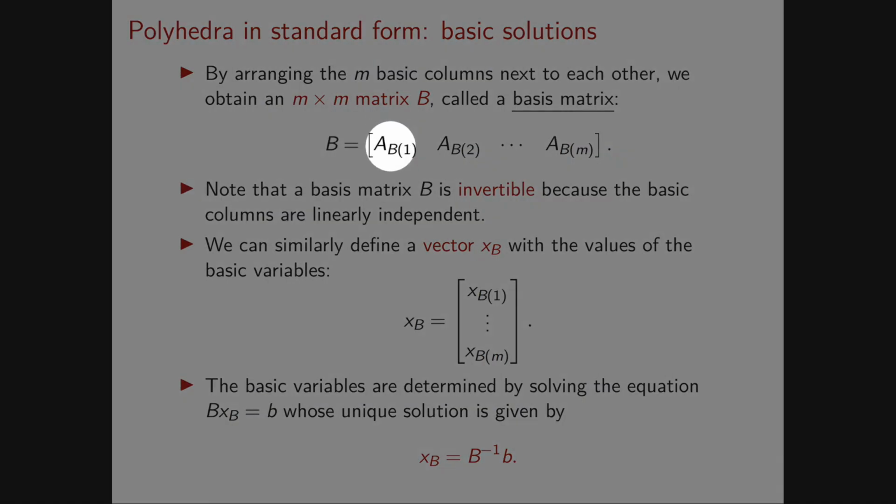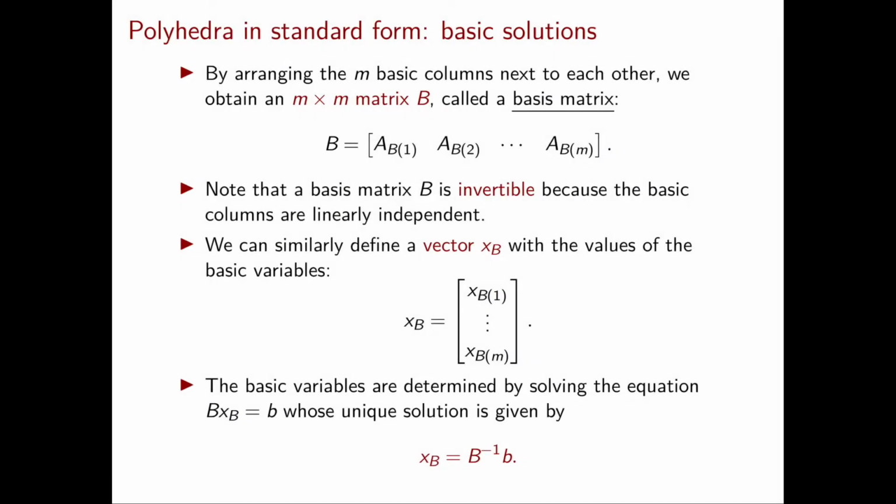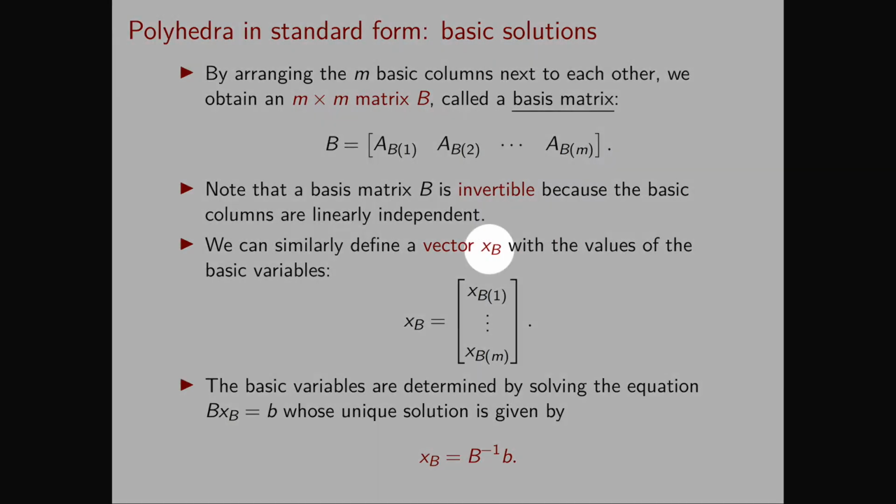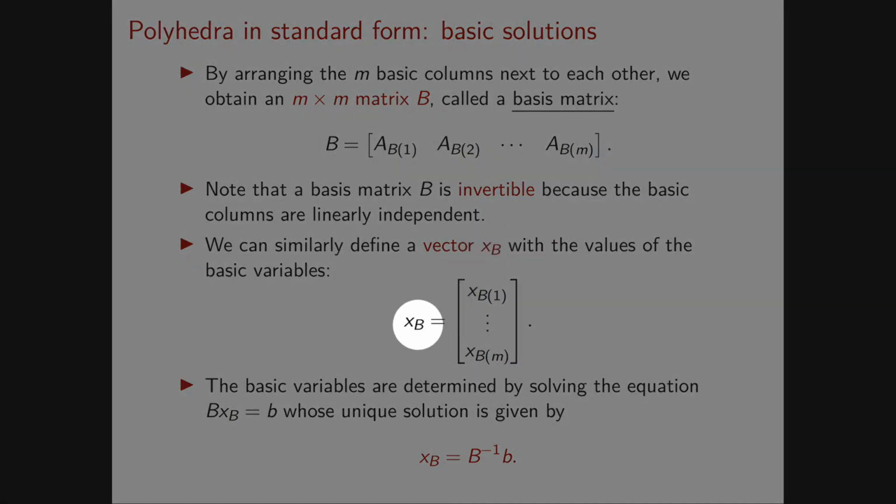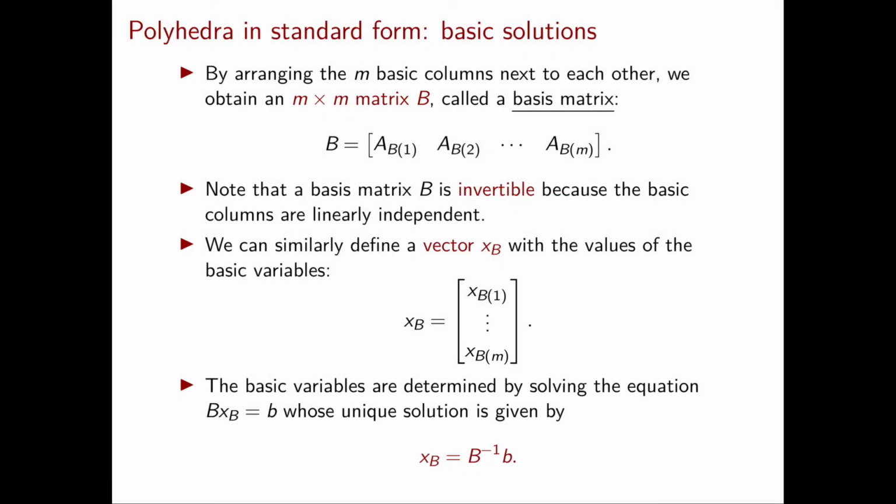Since all the columns of B are linearly independent, capital B is always invertible. Another notation that I will be using is x_B. x_B is a vector that contains as its components xB1 until xBm. With this notation in place, I can easily write how to obtain my basic solution.